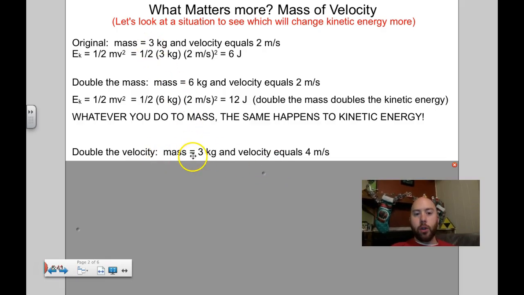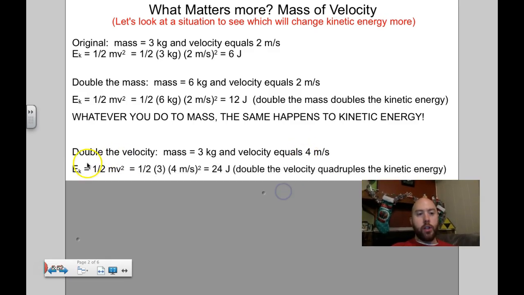Notice, the mass goes back to being what it was originally, 3 kilograms. But this time, I doubled the velocity. It was 2 meters per second. Now it's 4 meters per second. So I do kinetic energy, 1/2 times mass times velocity squared. 1/2 times, oh, I forgot to put 3 kilograms in there, I apologize, times 4 meters per second squared. So notice I have to square this 4 first. So 4 squared, 4 times 4 is 16. 16 times 3 is 48. Half of 48 is 24.